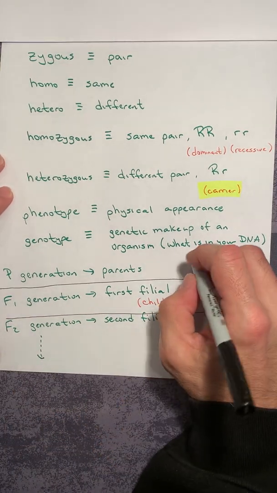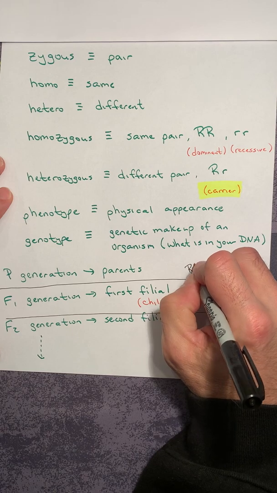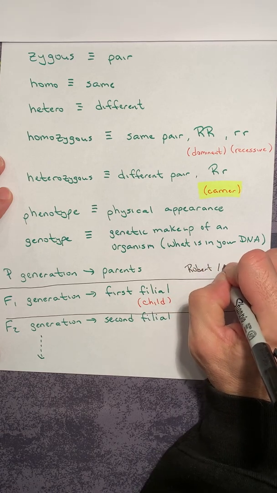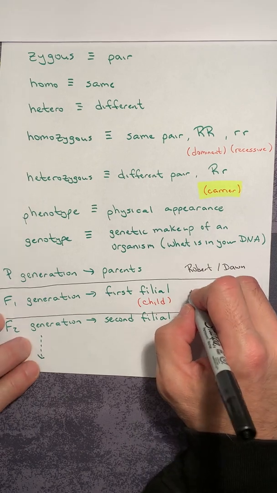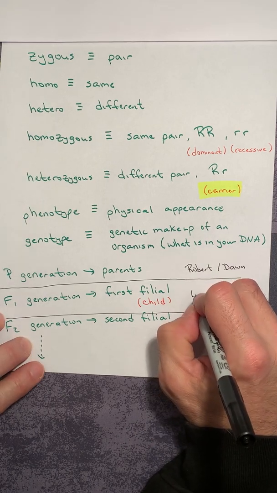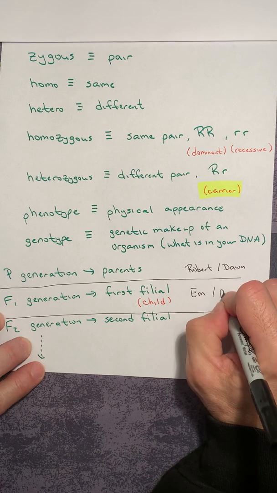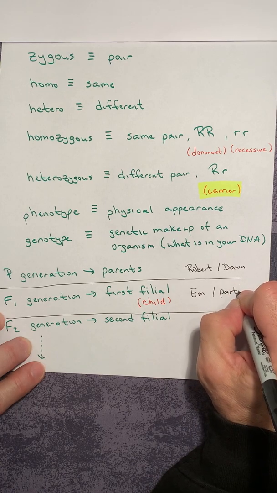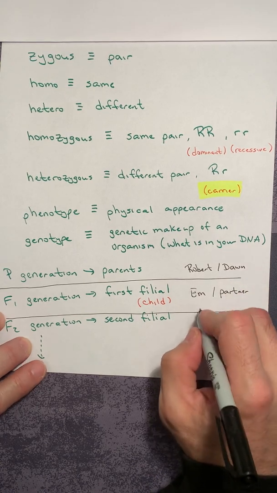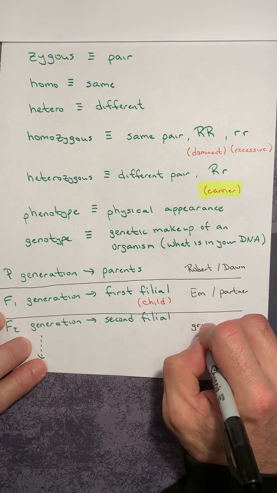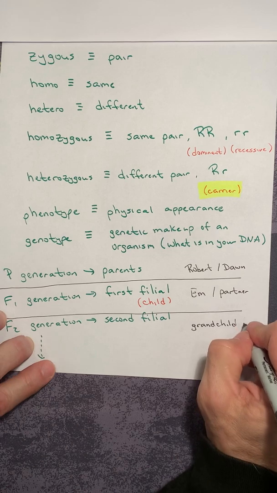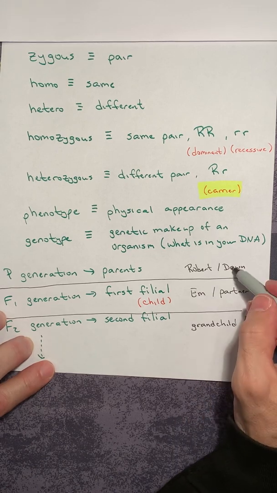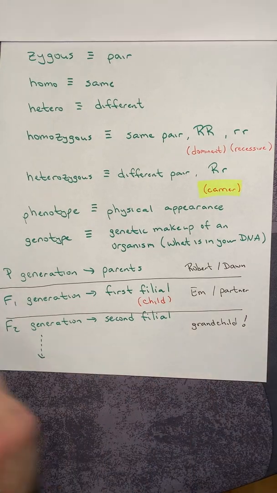Okay, so the P generation, this could be Dawn and I. Then the F1 generation would be M and her partner. And then their child, which would be our grandchild, get a load of that, would be the F2. So it's P, F1, and F2.